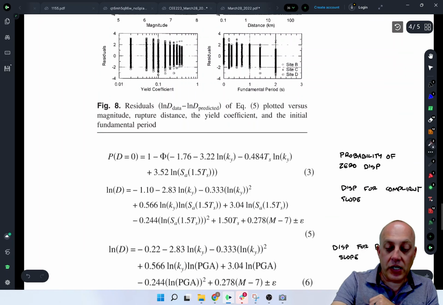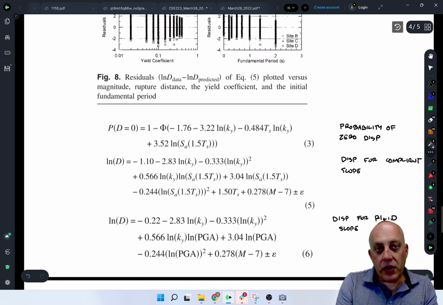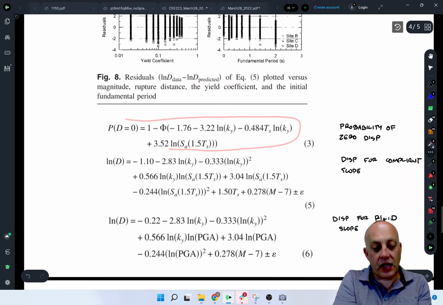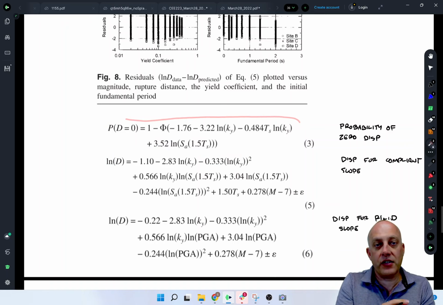And so these are the equations. An important contribution here is that there's some probability of having zero displacement. And zero means smaller than 1 centimeter in the context of this analysis. So if you're doing a probabilistic analysis, you can quantify that probability.